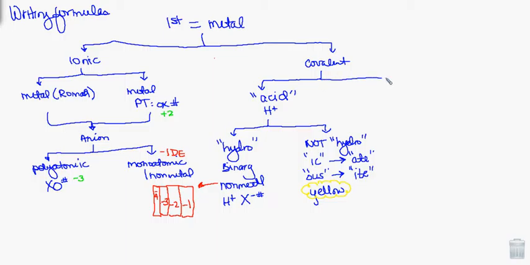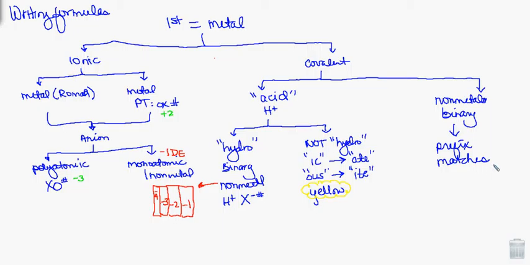The final one is if instead all of the elements listed in the formula happen to be nonmetals, and you are a binary compound that you're looking at. If it is binary, then that means you're simply going to follow whatever the prefixes say. Remember that each prefix has to match the element it is on.